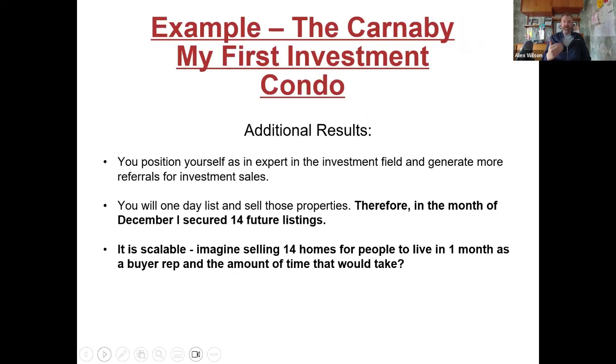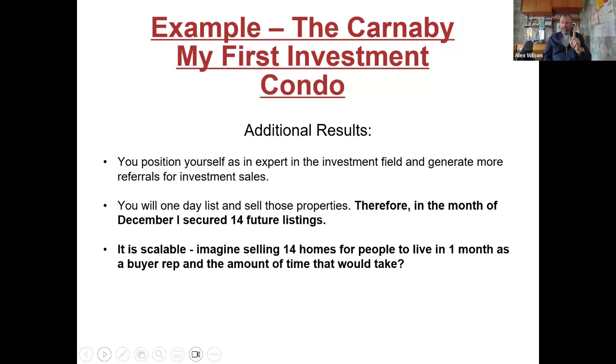Additional results of this: when you do this, you position yourself as the expert in the investment field. So again, by sending that email out and selling 14 properties, all of a sudden people are like, oh, well, Alex knows investment real estate. So it's going to generate more referrals for investment sales. You also develop a list of new listings in the future. Therefore, in the month of December, I secured 14 future listings.